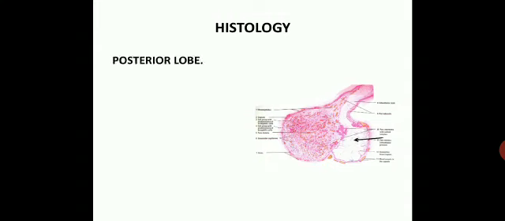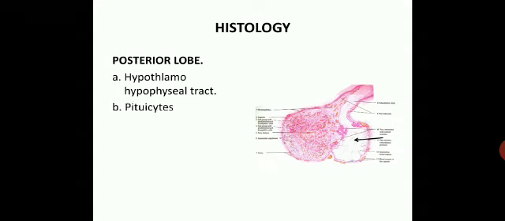The posterior lobe has the hypothalamo-hypophyseal tract, which is formed by a large number of non-myelinated fibers and the pituicytes, which are modified neuroglial cells. They have many dendrites which terminate on or near the sinusoids.